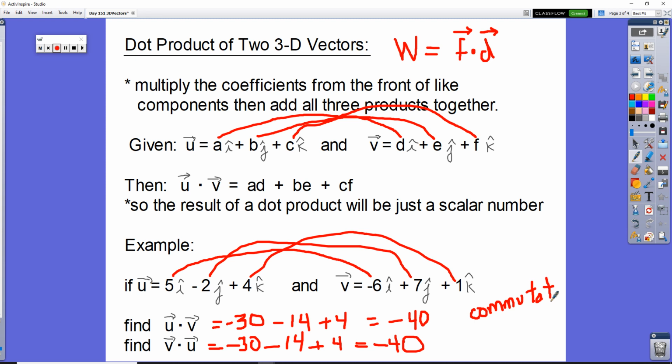That's kind of important to know. So dot product is a commutative operation. It doesn't care who goes first or second. You'll still get the same answer in either order.